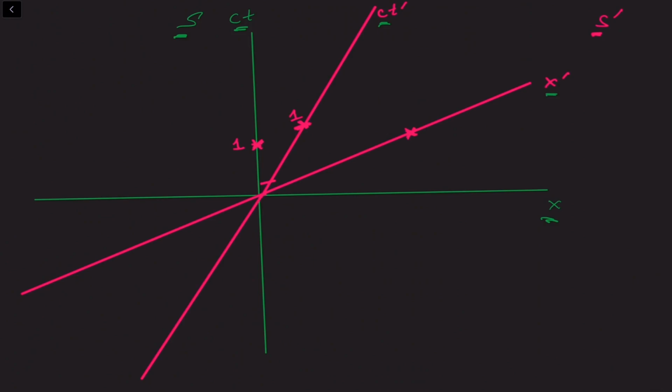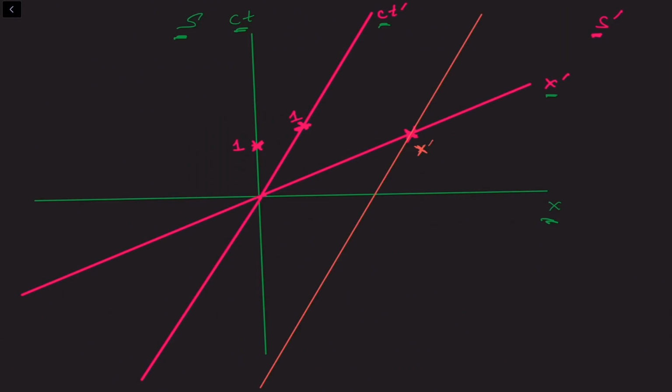So it has to maintain a constant x prime, which means we need to draw a line which passes through this point over here and which is parallel to the ct prime axis. So I've now drawn this world line for the clock at location x prime. You can see that this world line is parallel to the ct prime axis, which indicates that this clock has a fixed value of x prime. So in frame S prime, this is a stationary clock.